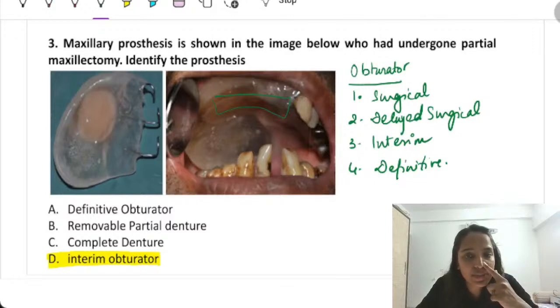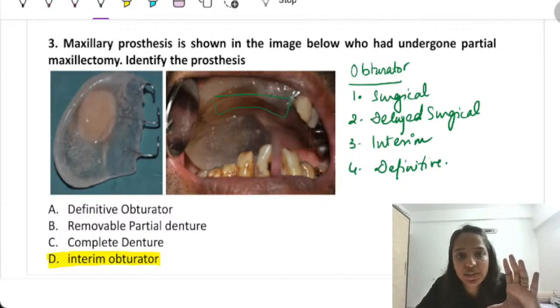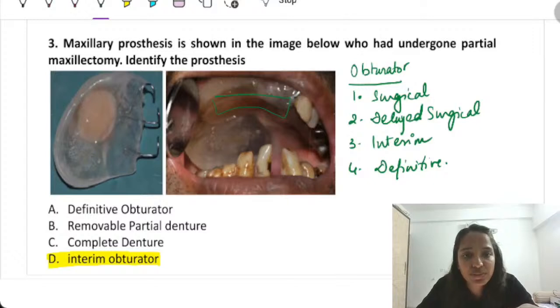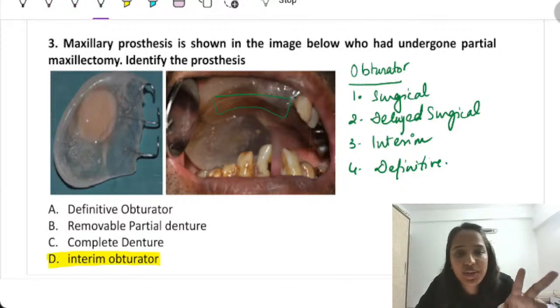You may have a patient with an NG tube, a nasogastric tube. If the complete image of the patient is there, then that would be a surgical obturator or a delayed surgical obturator. The reason being that the patient is still being fed with the NG tube and is nearly close to the time of surgery. That is why the NG tube may be there, if the complete face of the patient is shown to you.